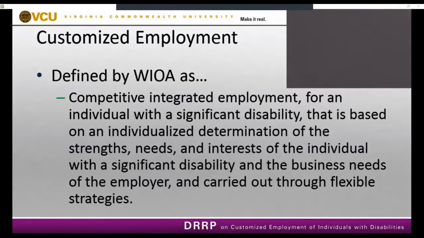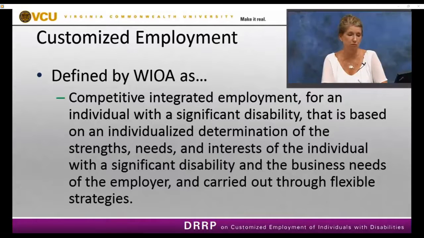Let's start off with what customized employment is, as defined by the Workforce Innovation and Opportunities Act. It is defined as competitive, integrated employment for an individual with a significant disability that's based on an individualized determination of the strengths, needs, and interests of the individual with a significant disability and the business needs of the employer, and carried out through flexible strategies.